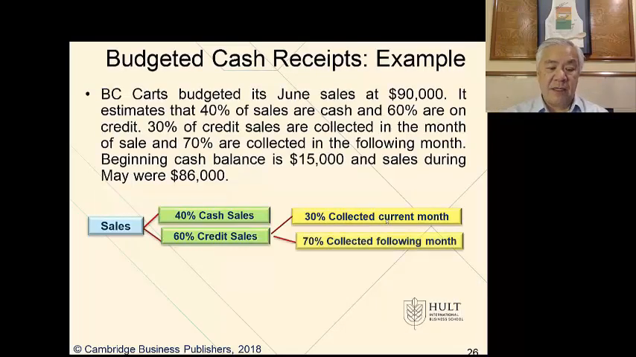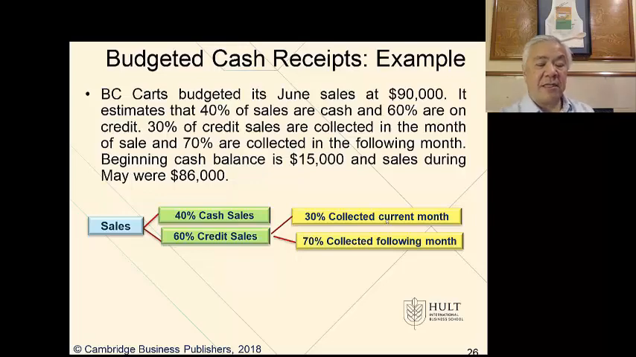So we'll do an example here of BC Carts, and they have June sales of $90,000. We established that earlier. That's 9,000 times $10. And 40% of those are estimated to be in cash, so those are cash positive for that month. But the rest of the 60% are split into 30% collected this month and 70% collected in the following month. Also given information is that our cash balance in the beginning was $15,000 and sales in May $86,000. We'll see why we need those in a moment.